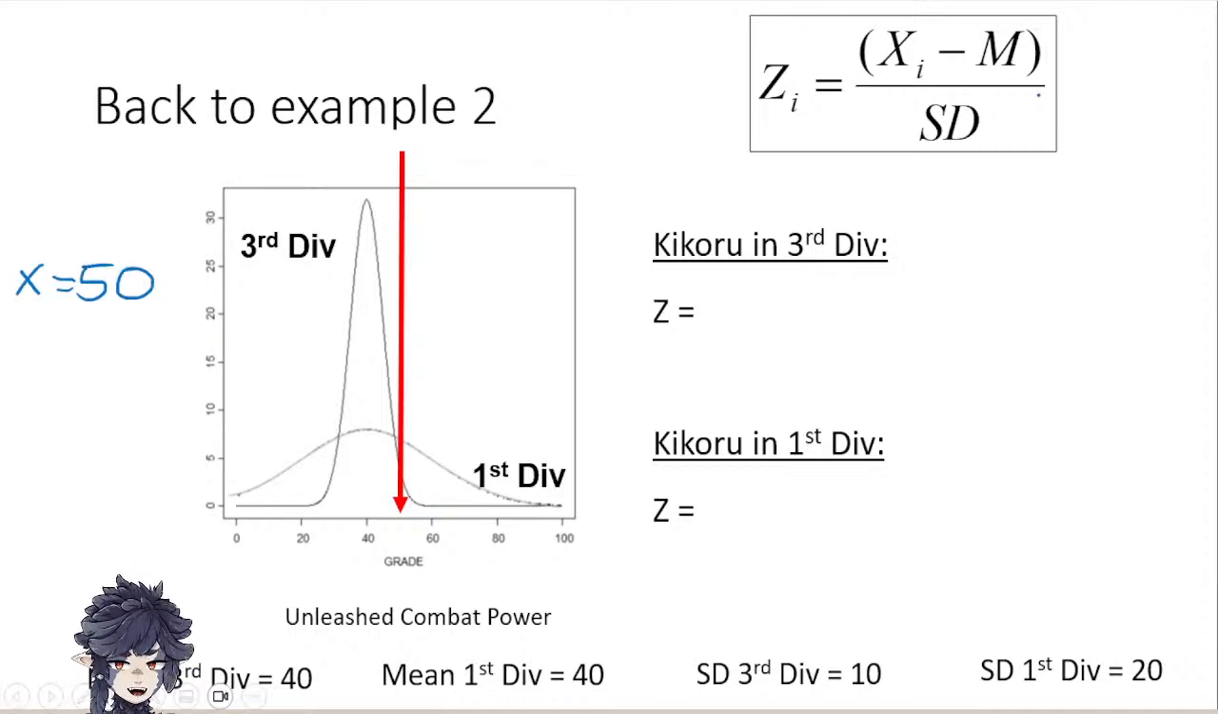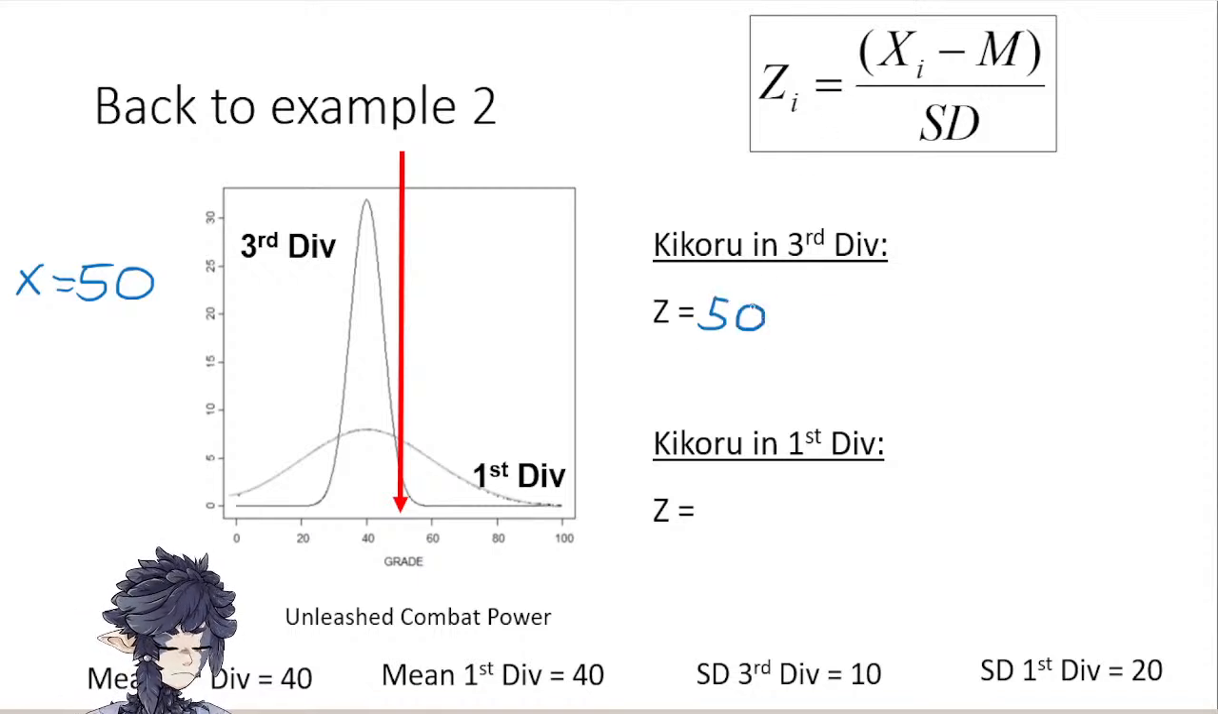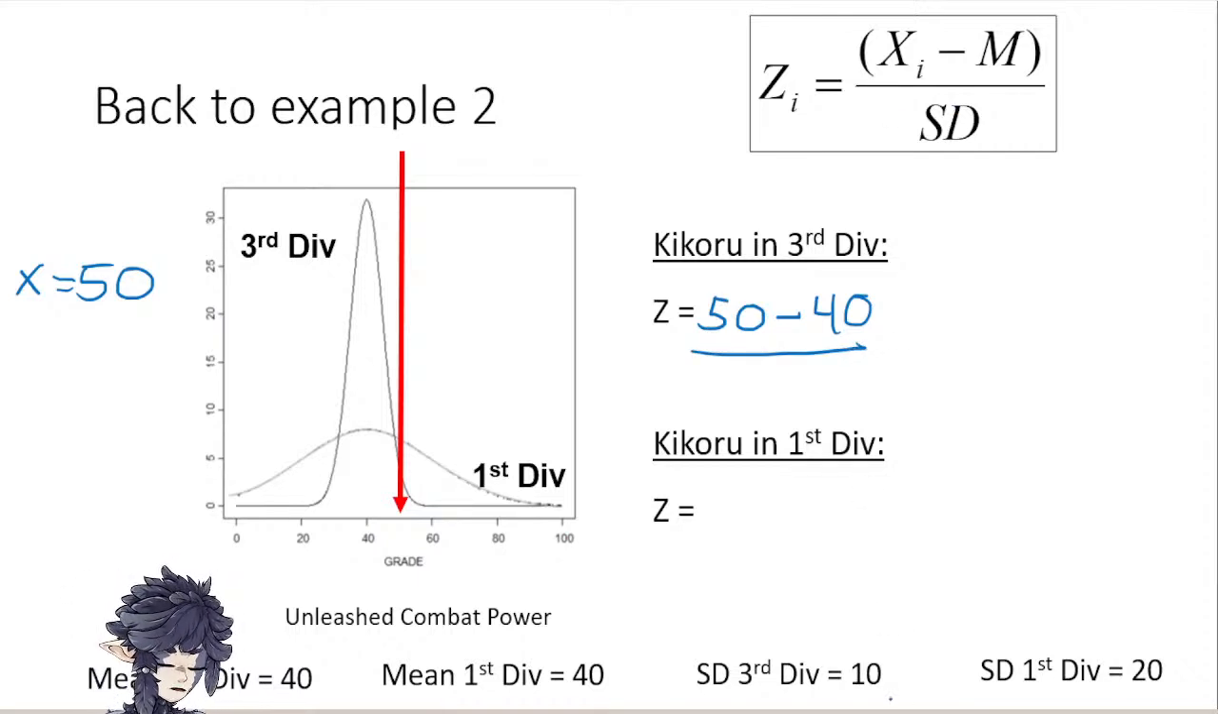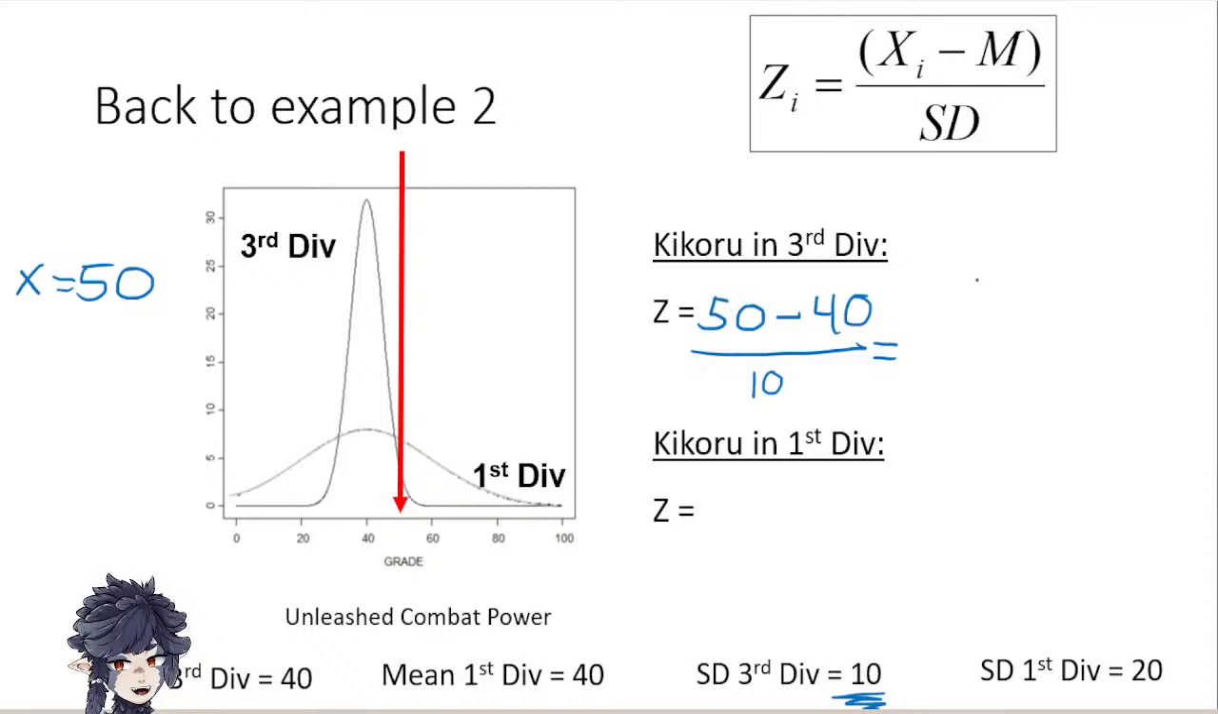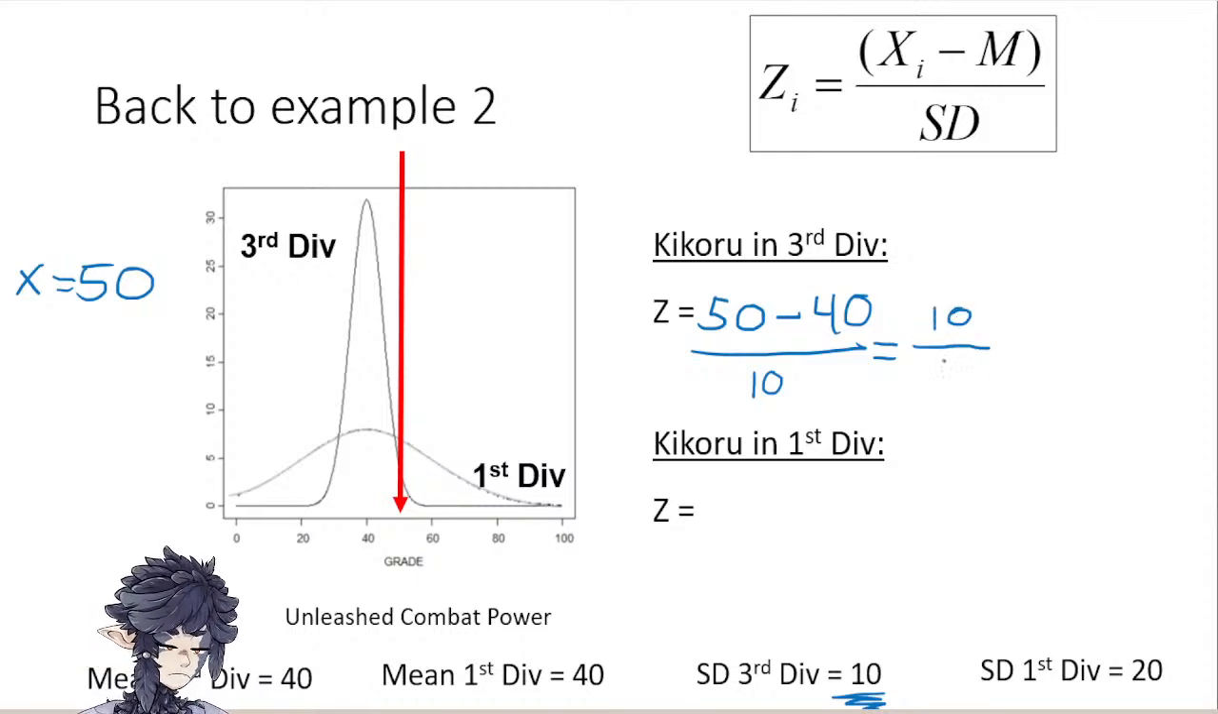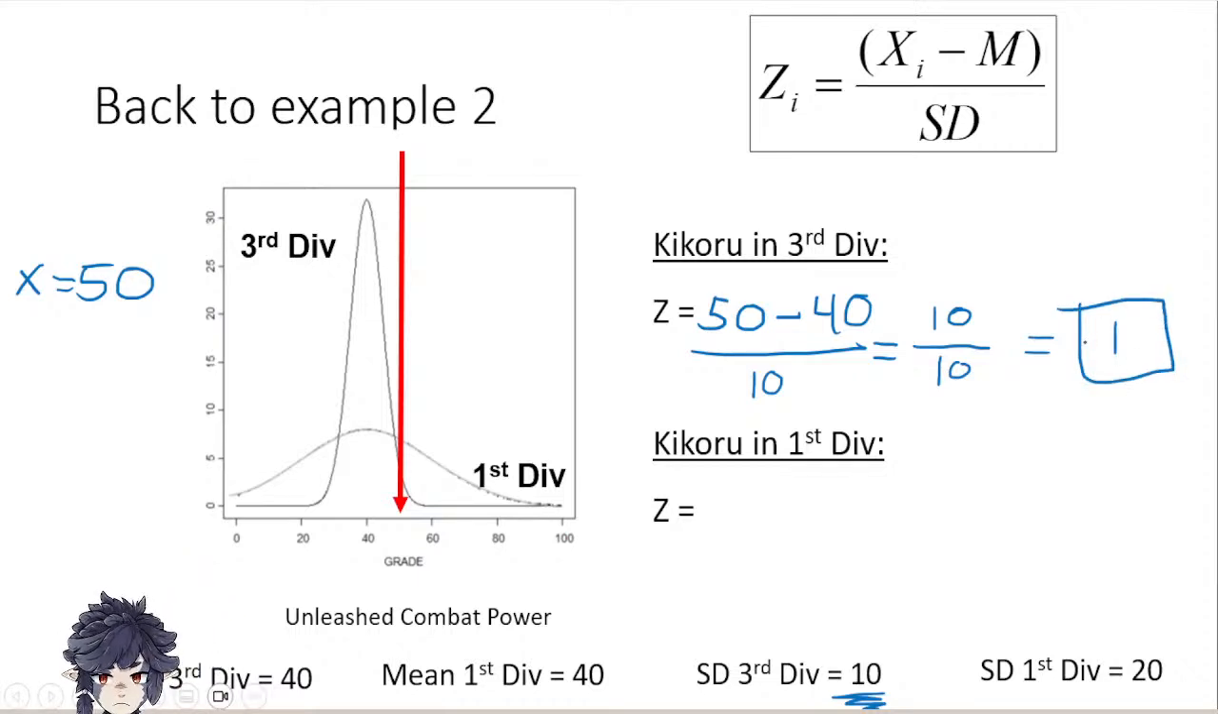So we do exactly the same thing as we did before. We start plugging these numbers in. Hikaru's unleashed combat power is 50, minus the mean of the third division is 40, so she's 10 points above the mean, divided by the standard deviation of the third division, which is 10 in this case. And this is actually the same calculation we did on the last slide, so you probably already know the answer. 50 minus 40 is 10, divided by 10. This gives us a z-score of +1. Her combat power is 1 standard deviation above the mean. So she's stronger than a fair number of the other people in that division.